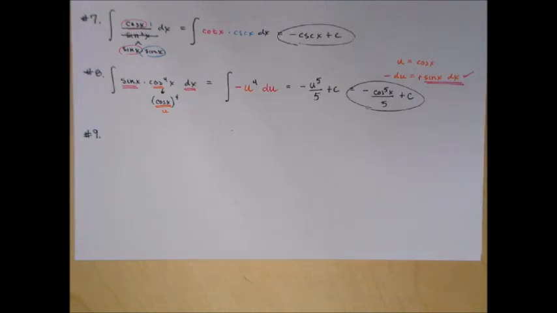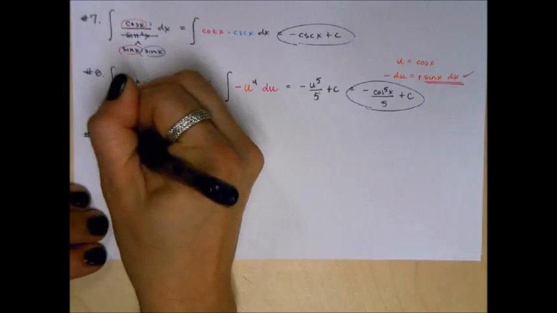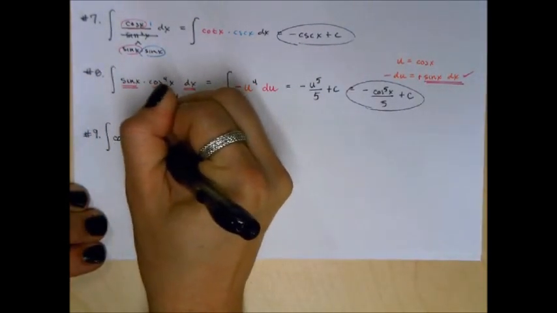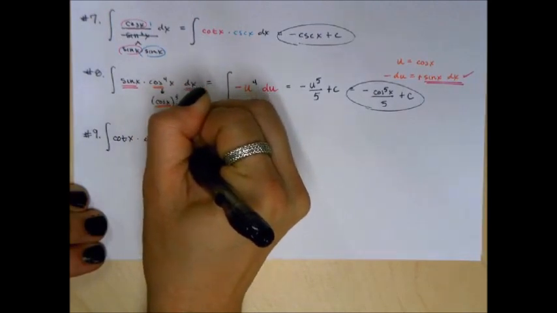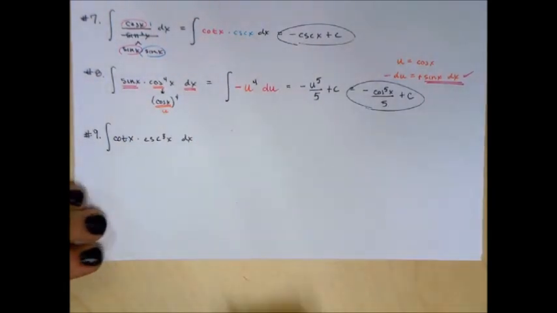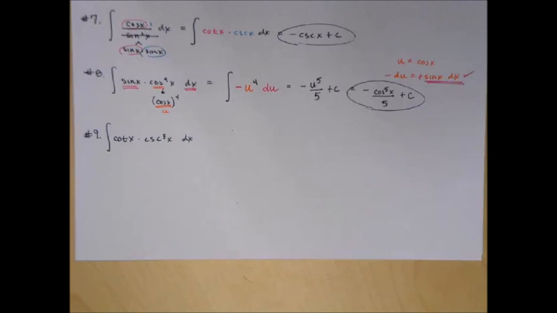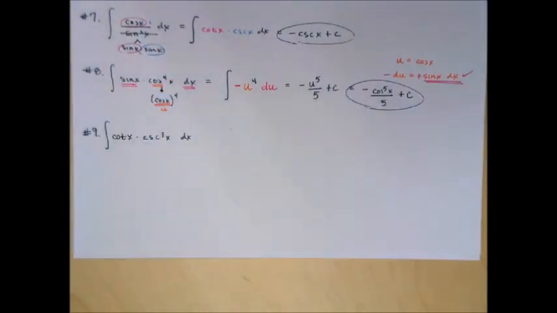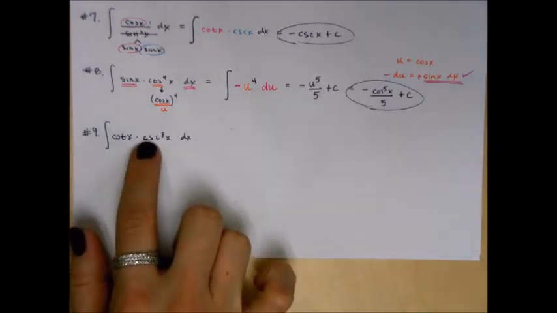On number 9, cotangent times cosecant cubed x dx. All right, so we might consider letting u equal cosecant, similar to how we let u equal cosine in the first problem. If we did that, this becomes u cubed and takes care of all the cosecant terms.